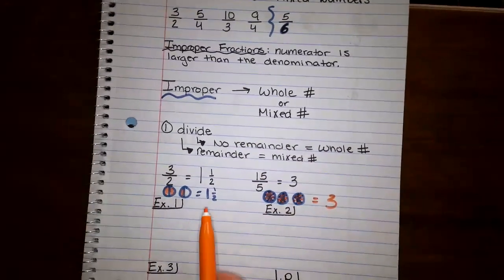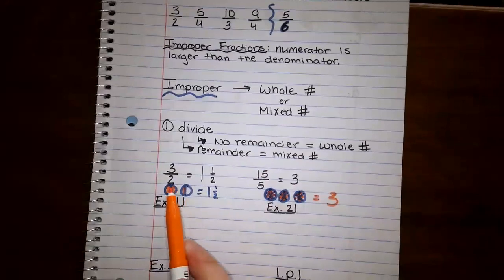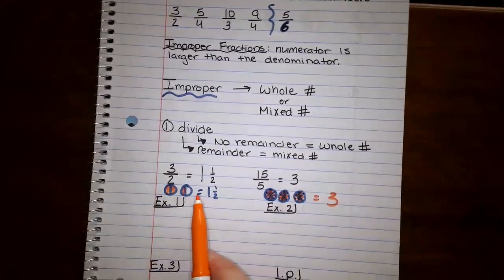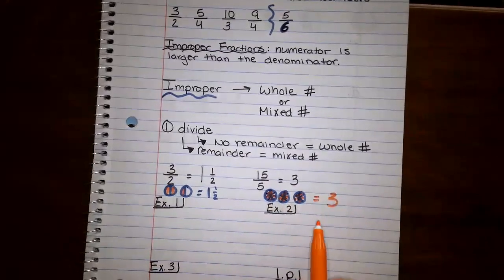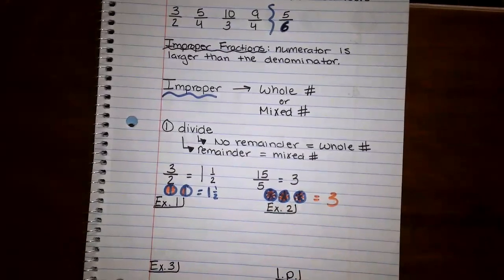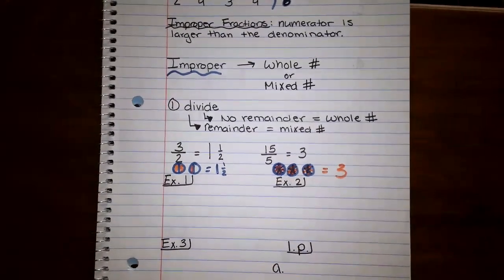Okay, do you see the difference between our mixed number? I only have 1 full and then a half, so I got 1 1/2. Where here I have 3 full circles, so I get the whole number 3. That's just drawing pictures. We should know how to draw that already. We did that before we left school.